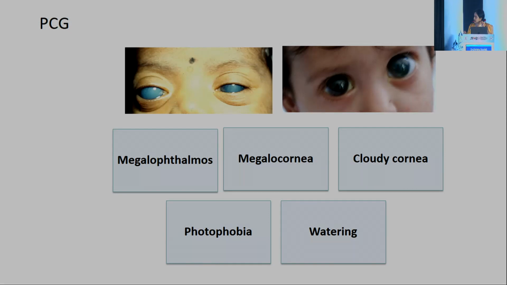So Sushmita, would you like to take this? These are the classical features that you see in primary congenital glaucoma. So would you like to highlight the points?